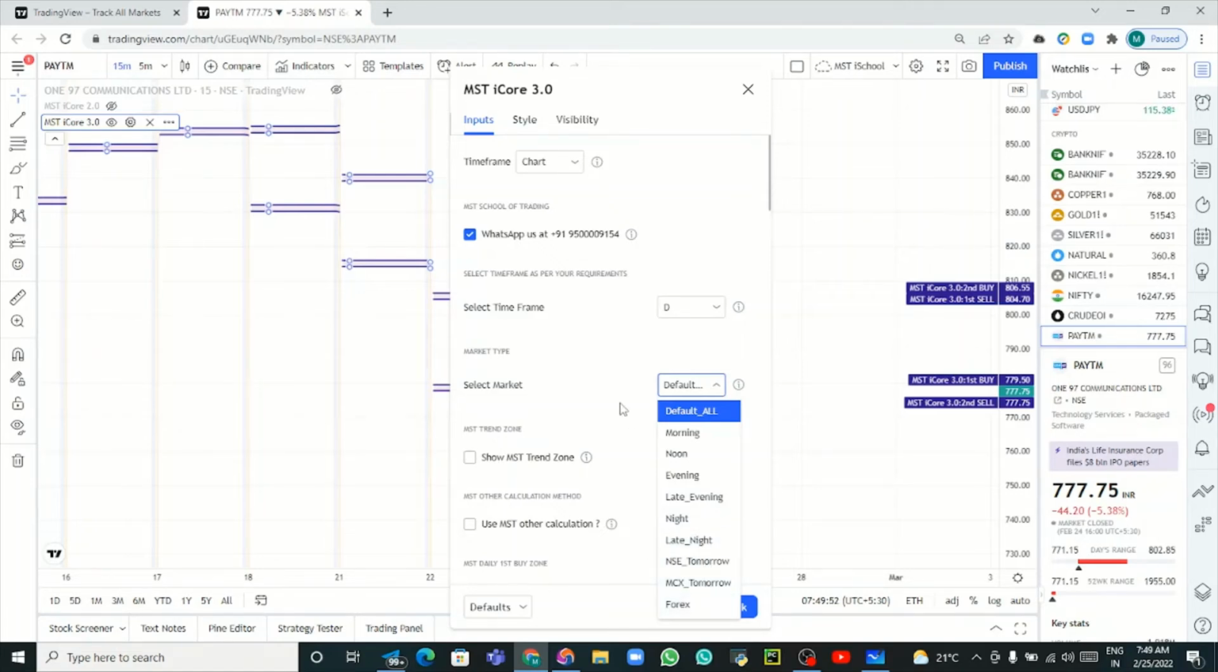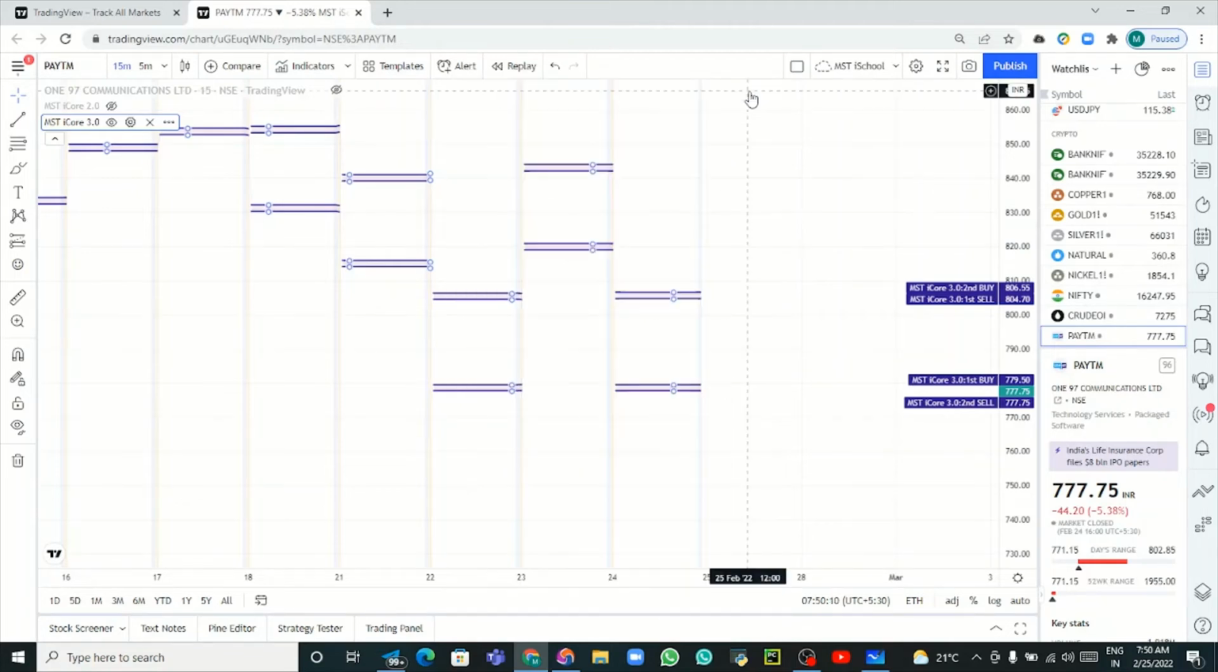So in a day, you can generate signals 10 times. 10 times you will get 4 entries. 10 into 4, 40 entries you will be getting. And if we change the time frame also, you will get n number of entries. So this is the difference between MST iCore 2.0 and 3.0.